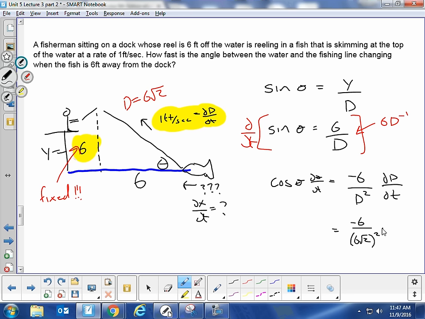That would be 36 times 2, which is 72. And I know dθ/dt is -1. I'm trying to find dθ/dt, but I need that extra step, cosine of theta. What's cosine of theta?